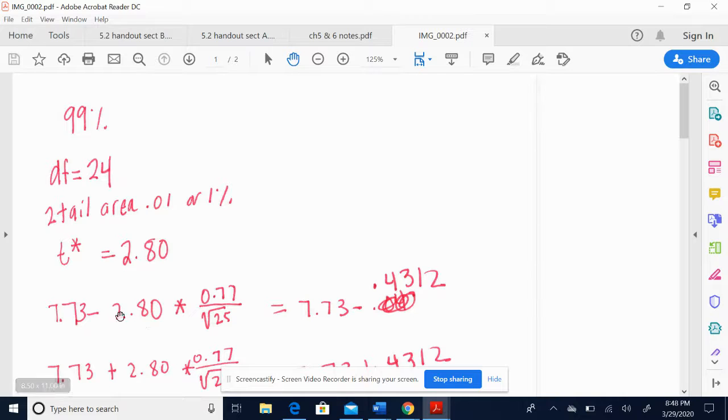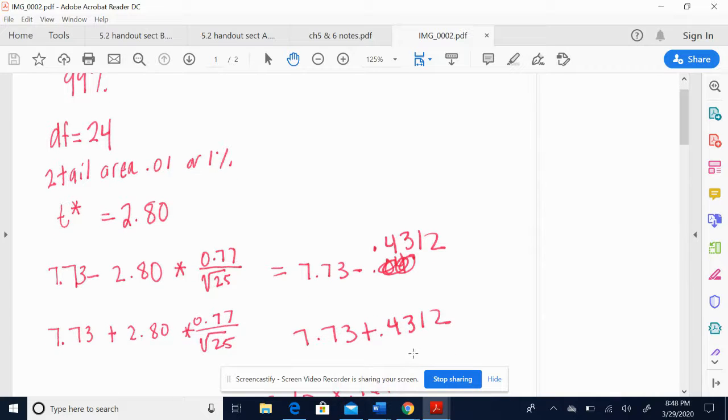We see clearly this is a bigger T-star value, which should make sense to you because this is a higher level of confidence, which means it's going to include more values in the interval, which means the interval has to spread out and get bigger. So I ended up with 7.73 minus 0.4312 and 7.73 plus 0.4312. That's what we get when we divide this by 5 and then multiply by 2.8.